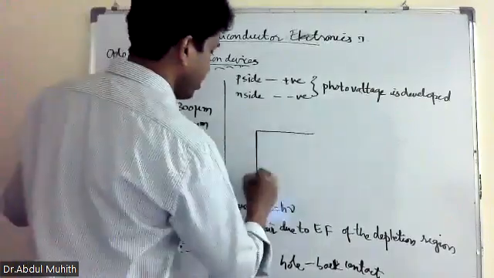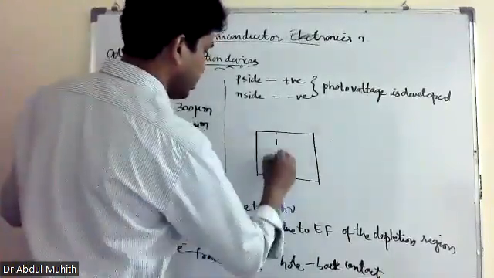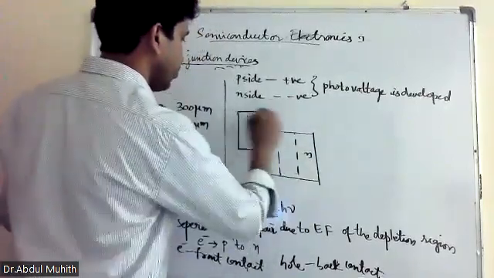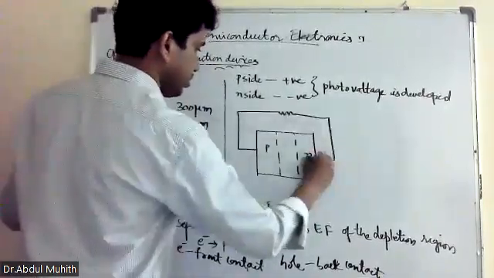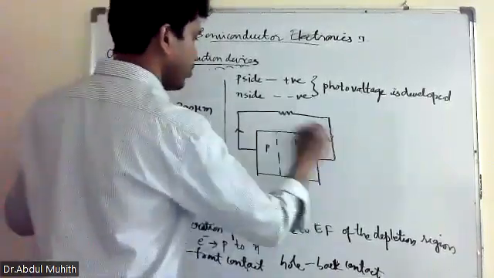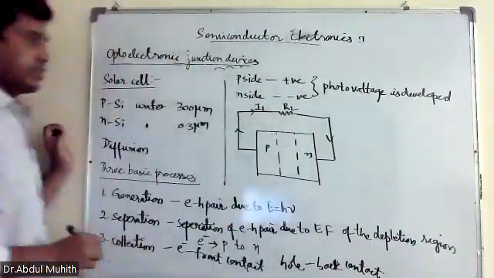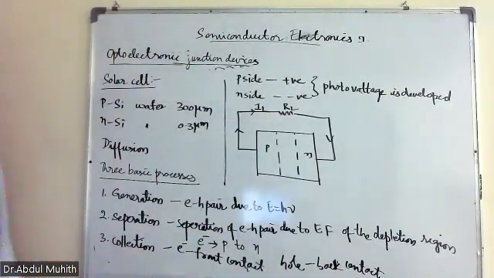If you take a diode like this, this is P and this is N. This is a resistor, RL, the load resistor. The current flowing is IL. So a photocurrent IL flows through the load.